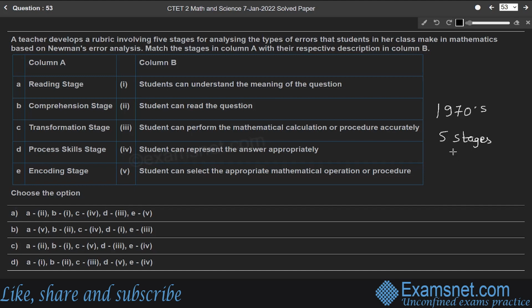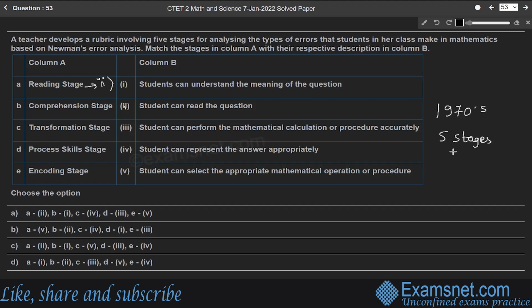The student reads the problem and decodes words and symbols first. The student makes sense of what they have read already. Right? So here the 5 stages are: first is reading stage. So in reading stage, students look and read the given questions. So come to column B. Here, students look and read the given questions. Hence here in second part, students can read the question. So A is second one.